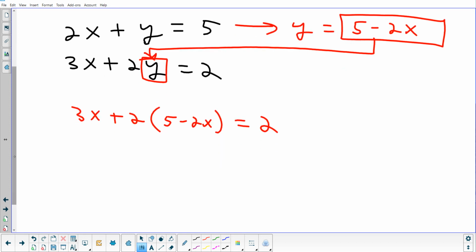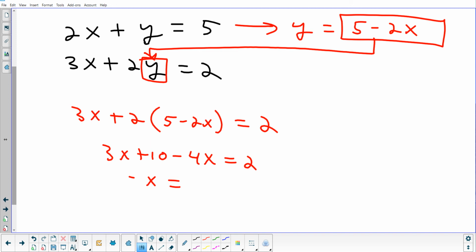All right. Nick, can you distribute that out for me? Yeah, go ahead, just distribute it out. 3x plus 10 minus 4x. All right, combine your like terms. Let's see, we have a 3x minus 4x, so negative x.